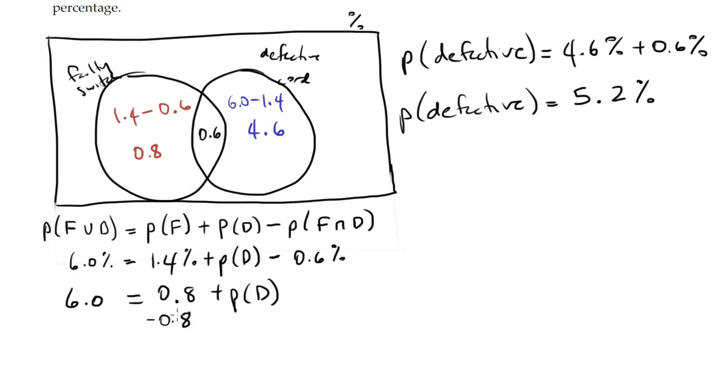And if we subtract that 0.8 from both sides of this equation, we end up with our 5.2%, which is the probability of a defective cord, which is exactly what we found here. And that is our answer. Both ways. You can do a Venn diagram to get this, or you can use that inclusion-exclusion principle to get that as well.